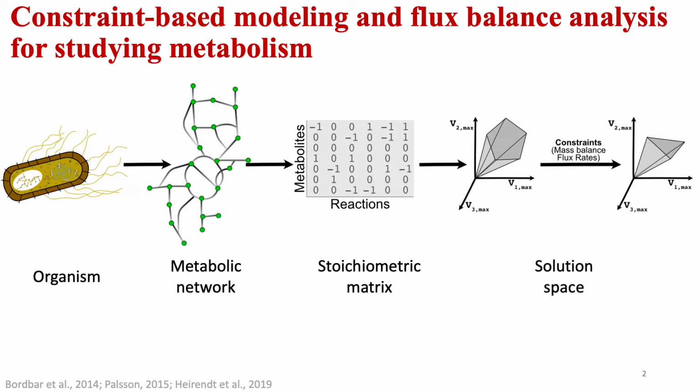This is the overall method we have utilized in our study. First, we reconstruct the metabolic network of an organism, and this network is decomposed into a stoichiometric matrix, such that the reactions are columns and metabolites are the rows. This matrix can then be studied using mathematical optimization approaches such as constraint-based modeling.